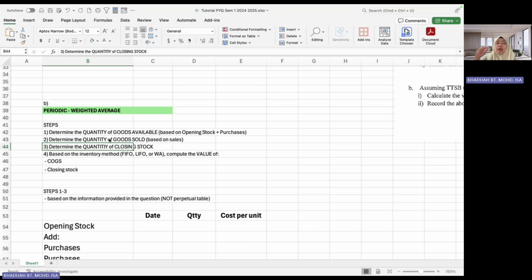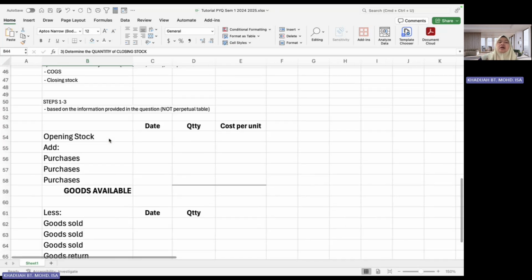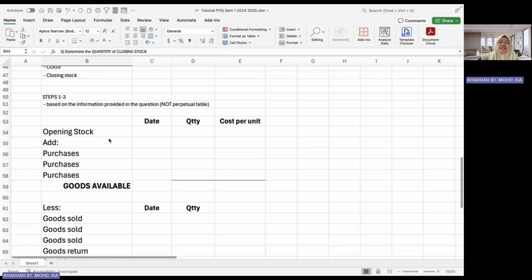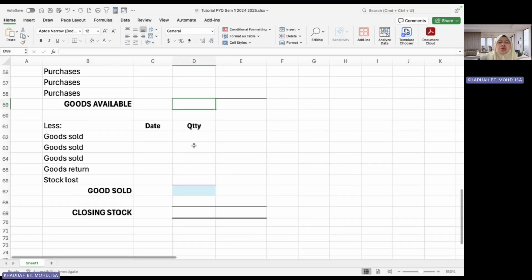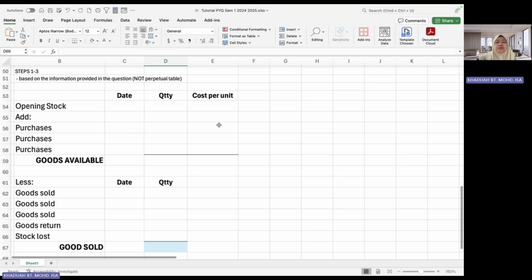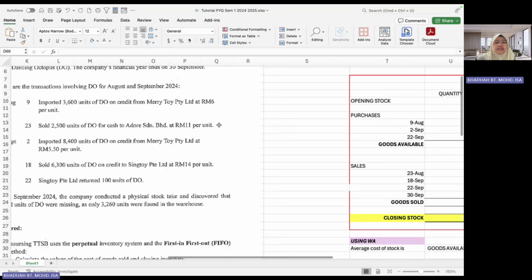So you have to do steps 1, 2, 3 first to decide on the goods available, goods sold, and closing stock. Then only using this information, you are going to determine what would be your cost of goods sold as well as the value of your closing stock. All right, so now let's go into this again. We are going to plug in the information here.